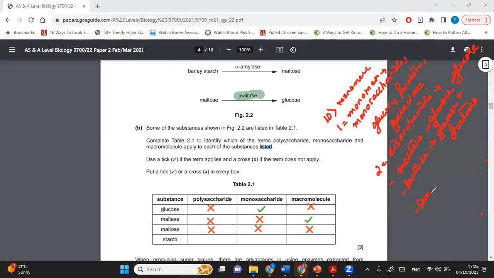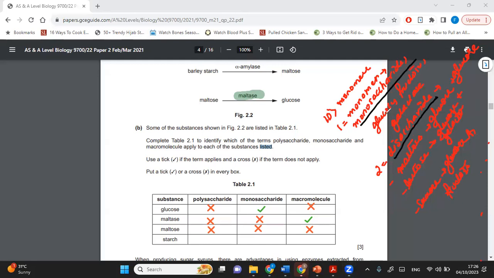And then we have sucrose, which is the last disaccharide that we have. Sucrose is made up of glucose and fructose. Lactose is glucose and galactose. Okay. So over here, even though we have more than one monomer, maltose is not technically a polysaccharide, it's a disaccharide.